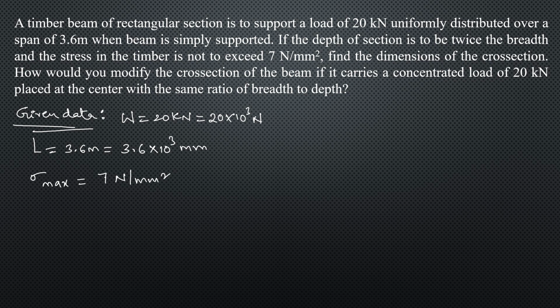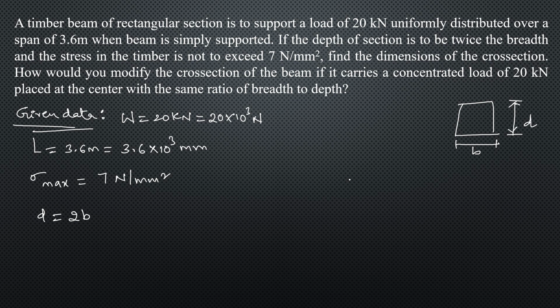Another relationship is given. The depth of the section is twice the breadth, means small d is equal to 2 times b. Okay, depth is twice the breadth. So ultimately we should calculate the values of b and d. In the rectangular section, this is the b value and this is the d value. These two values we need to calculate.